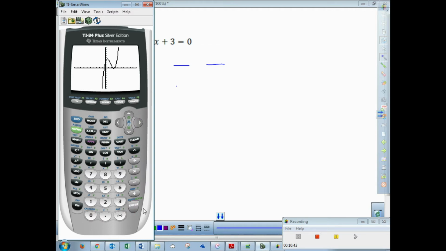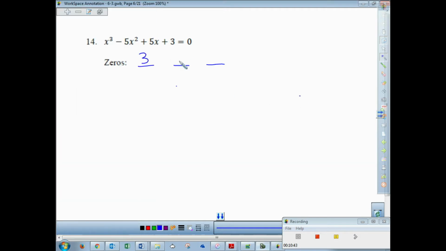And all I'm looking for is a repeating decimal. Does that decimal repeat? Does it have a pattern to it, like 0.6666666 or 0.16161616? Not repeating, so that tells me I've got an irrational answer. Meaning, if I have one irrational answer, you have to get 2 of them, right? Irrational answers come in pairs. So I know this is the only rational root that I have.